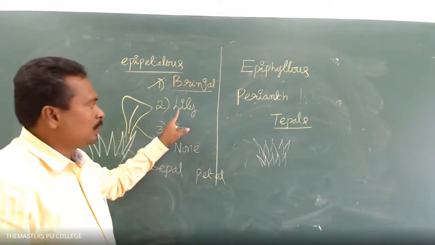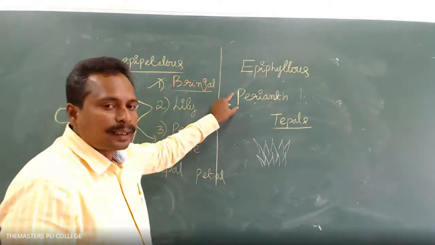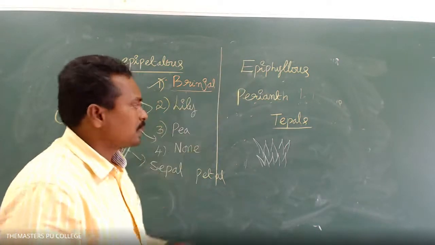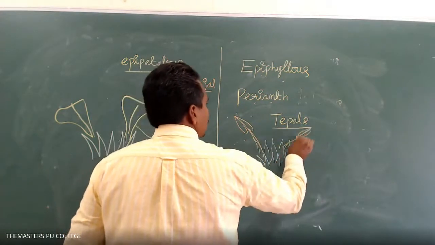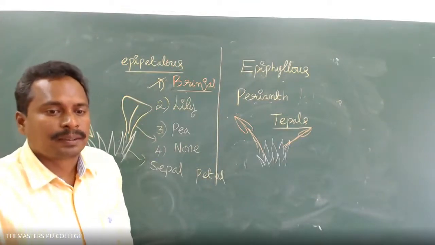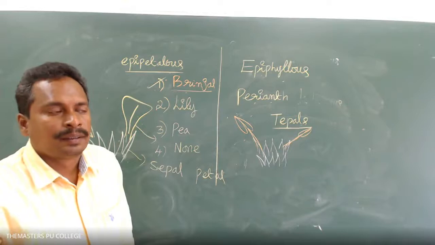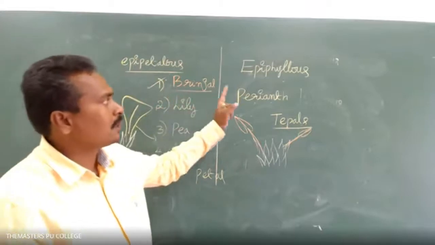In lily plant species, the stamens are attached to the perianth, that is called epiphyllous. What is epipetalous? The stamens are attached to the petals. Very good. The stamens attached to the petals are known as epipetalous. The stamens attached to the perianth are called epiphyllous.